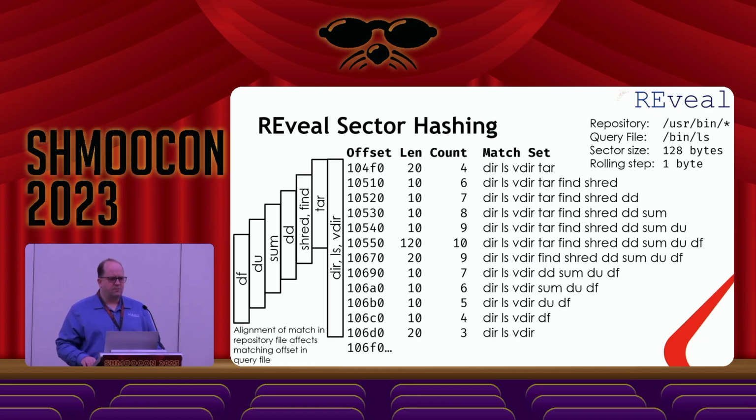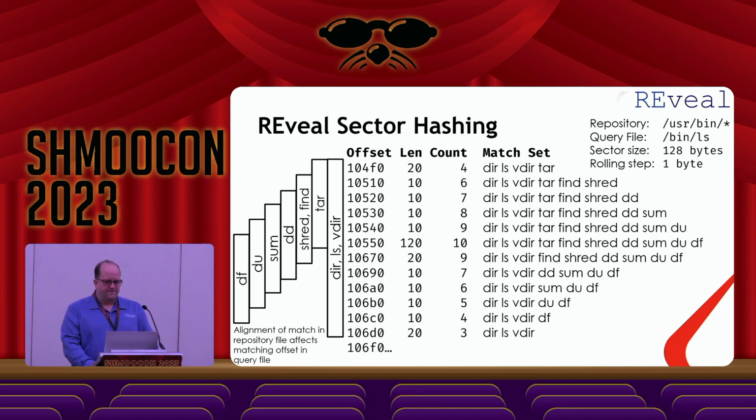/bin/ls matches very precisely 2 other files, so you see dir, ls, and vdir all at the beginning. Those are almost identical binaries. They just have slightly different things in the flags for the default display options of listing files. So those are matching really well. The rest of the files match at different offsets because they're different binaries.